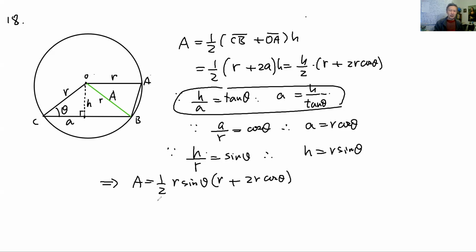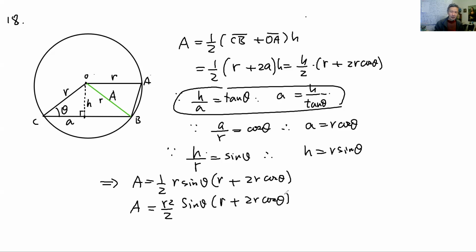So we get R squared, which is a constant, divided by 2, times the sine theta expression. I will stop here because basically that is to give you the function.